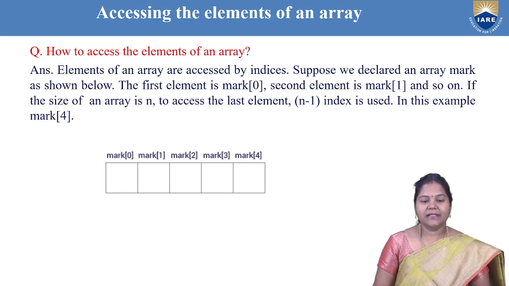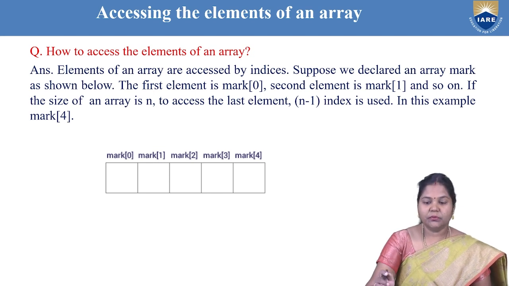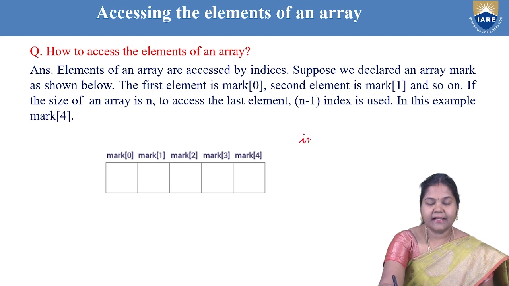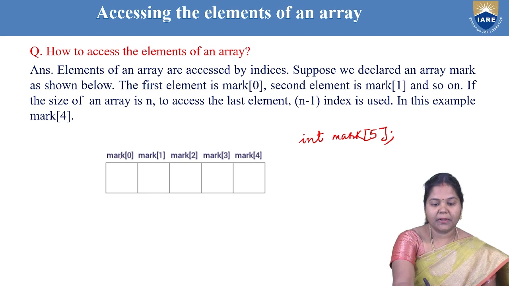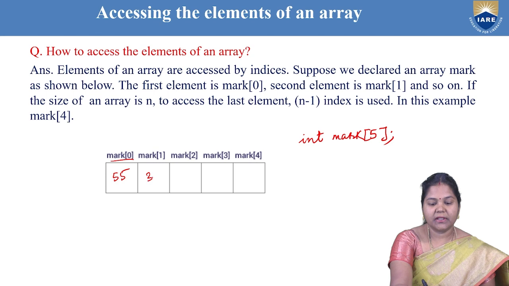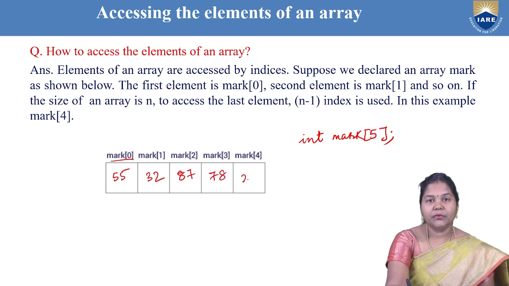Now, the next question is how to access the elements of an array. The elements of the array can be accessed through their indexes. For example, we have an array of marks of size 5. Suppose it is an integer array, so we write int marks[5]. When you declare like this, the first mark will be stored at marks[0]. Suppose the first mark is 55, the second mark is 32, then 70, 87, 78 and 25.